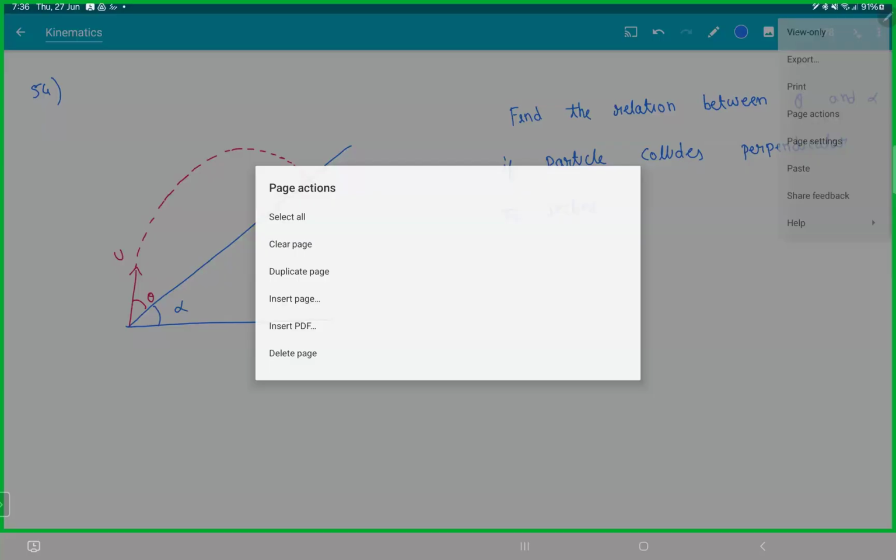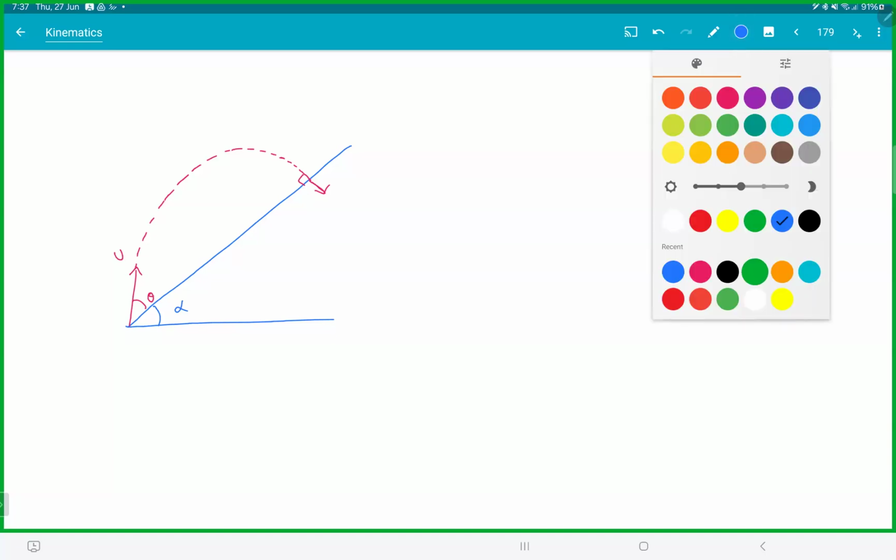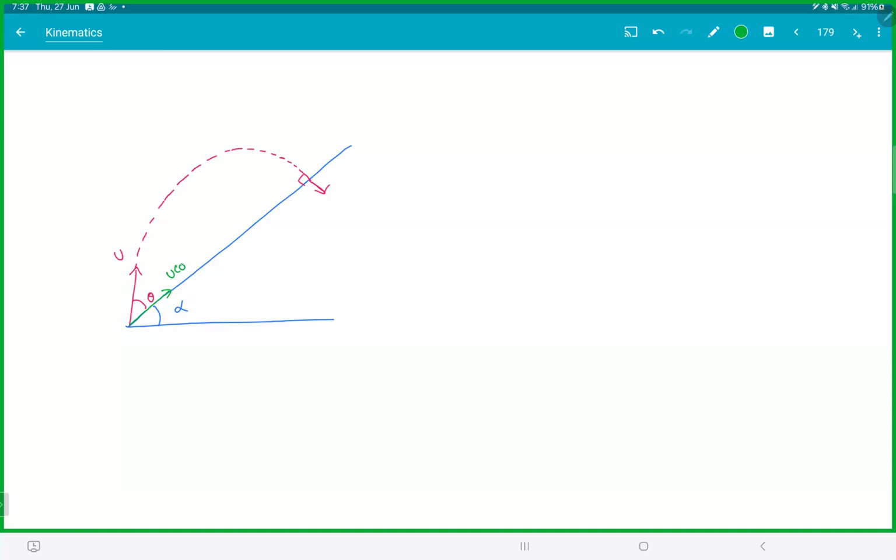See. U cos theta, U sin theta. This is ux, this is uy. This guy is ax, which is g sin alpha. This guy is ay, which is g cos alpha. So you are hitting the ground. So time of flight is 2uy by ay, which is 2u sin theta by g cos alpha. Okay, that is one.